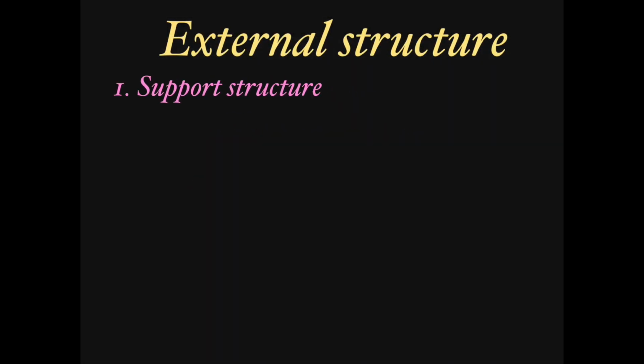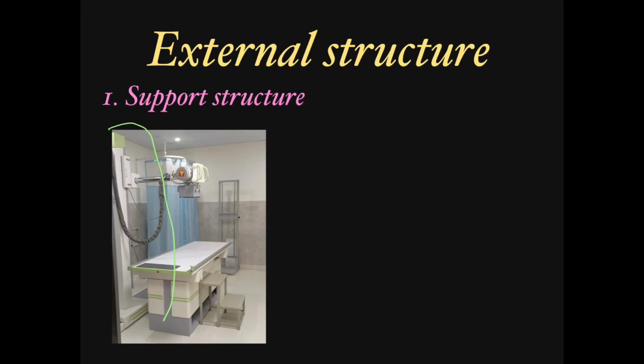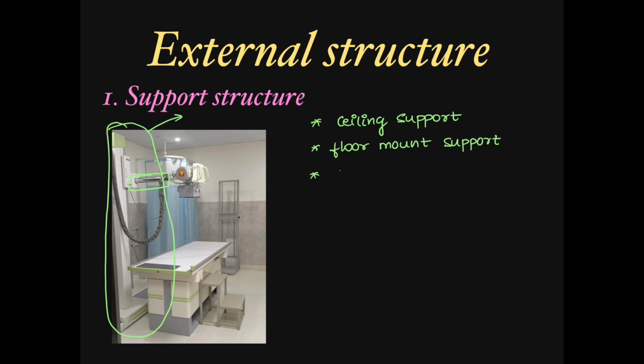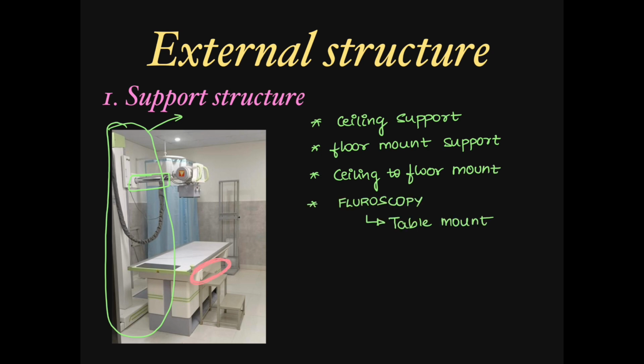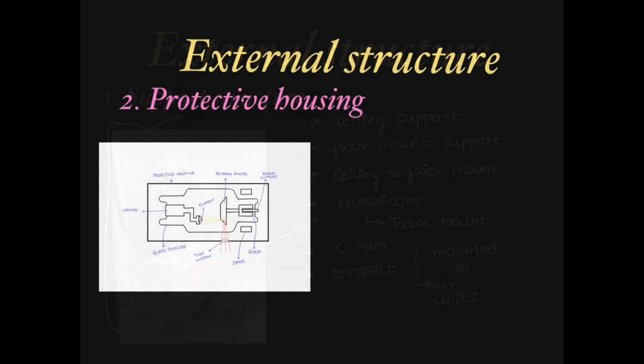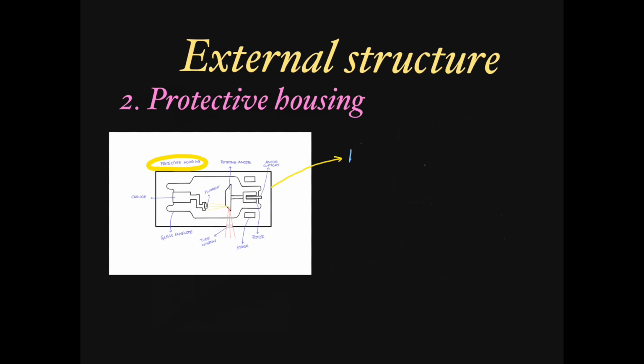Coming to the support structure of the X-ray tube, it is the mechanism which fixes the X-ray tube to either the ceiling or the floor. Sometimes it can be fixed to both the ceiling and the floor, and it can be moved up and down. Fluoroscopy X-ray tubes are usually fixed in the table, that is table mounted, and CR and portable scans have tubes mounted in their units.